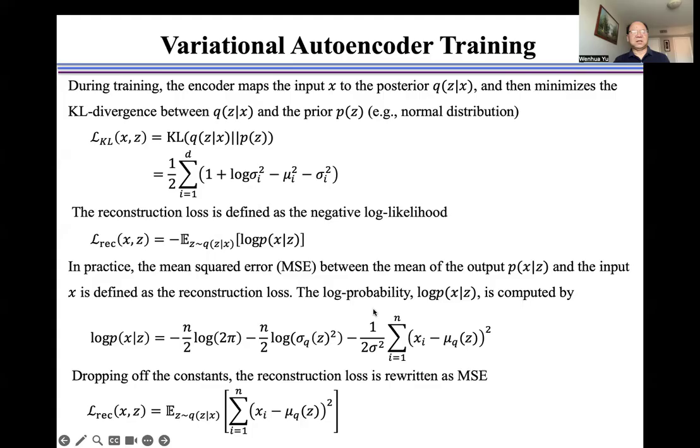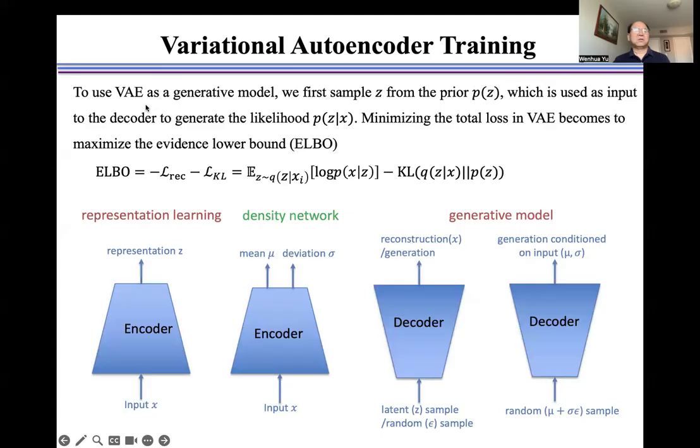The log probability is computed by using this formulation. Dropping off the constants, the reconstruction loss is rewritten as MSE, as shown here. To use VAE as a generative model, we first sample Z from the prior p, which is used as input to the decoder to generate the likelihood p. Minimizing the total loss in VAE becomes maximizing the evidence lower bound, as shown here.